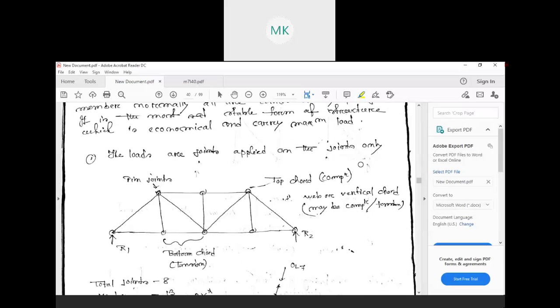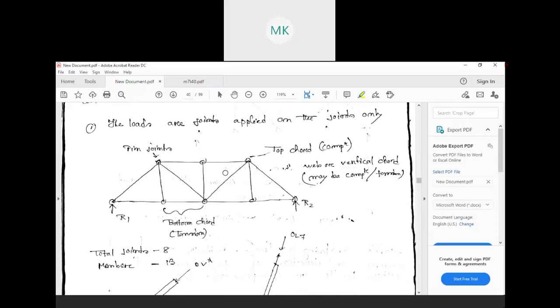There are some important points. Please remember these points. The first point is that the loads are applied on the joints only. Whenever there is a load on a truss, the loads are applied on the joint and it is transferred from the joint to all the members. Here is a truss again. Whenever we solve this type of truss, we need to find out the load coming in each member from the joint.